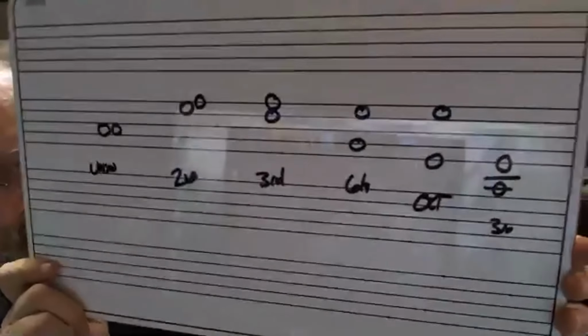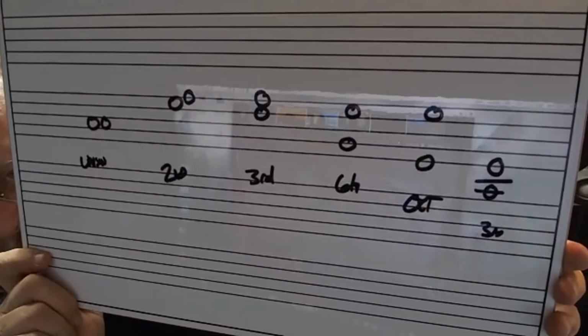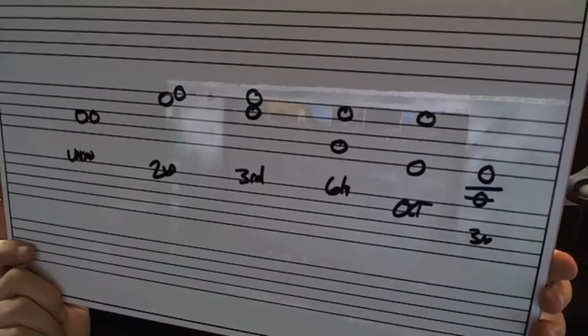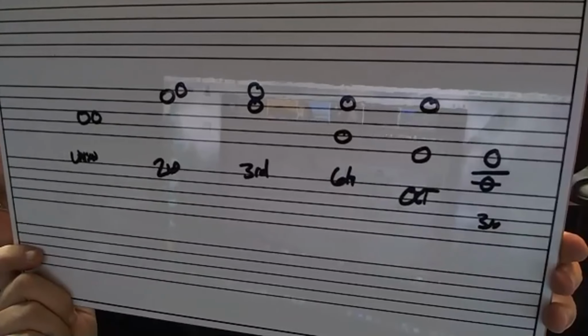Okay, so we wanted unison, second, third, sixth, octave, and third. So unison would be two of those. A second would be there. A third would be there. A sixth would be there. Octave would be there. And a third would be there. All right, so now I'm going to hold that up. There we go. You should copy those onto your paper. Just a sec. Thank you.